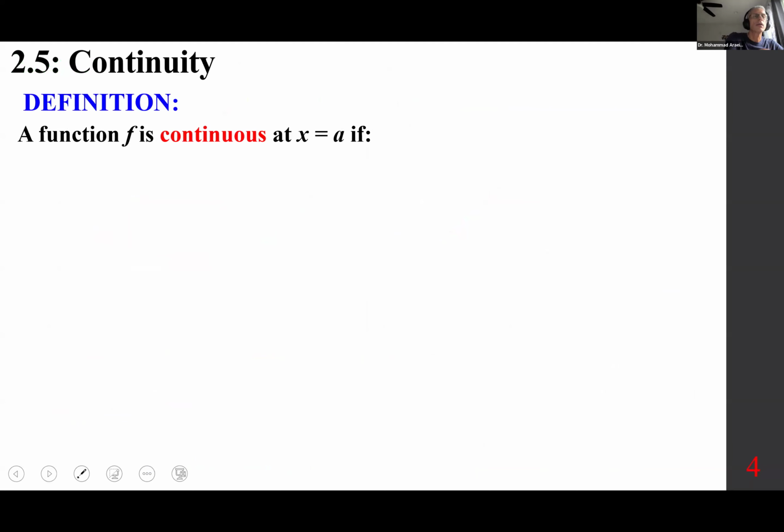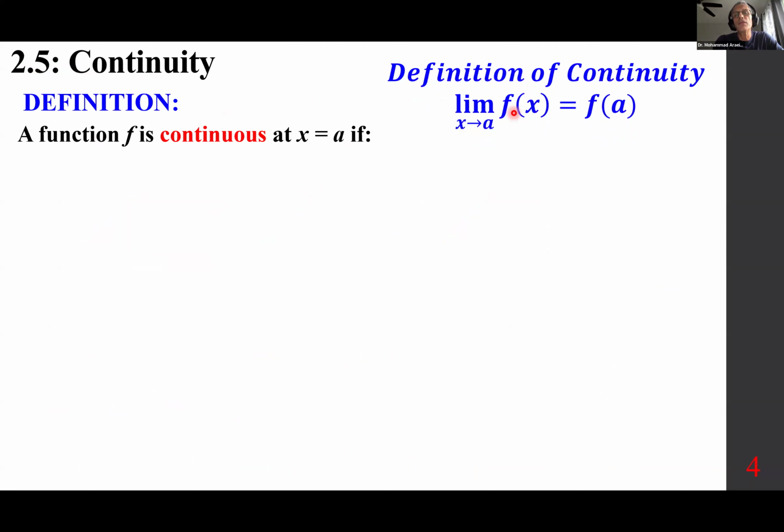And now, section 2.5, definition of continuity. A function f is continuous at x equals a if the limit of f of x as x approaches a equals f of a. What does it mean? Number one, f of a exists. That means the output at a exists. When we say the output, we mean the y coordinate, okay?